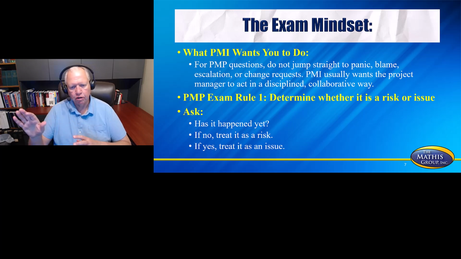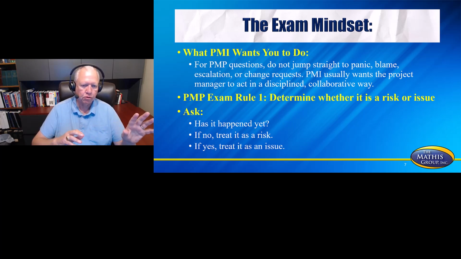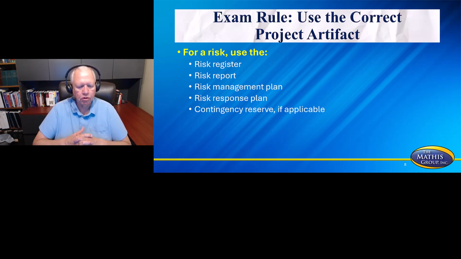And so issue is going to go to the issue log, a risk is going to go to the risk register. And so you're going to separate those two right there in documentation. Exam rule also, use the correct project artifact.